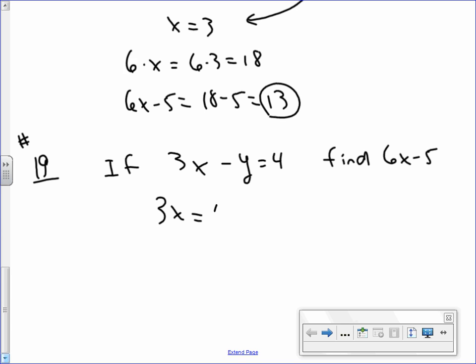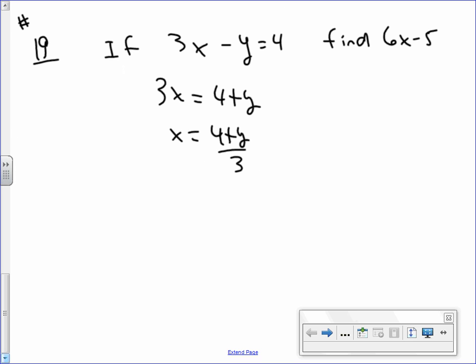So 3x equals 4 plus y, and divide everything by 3, and x equals (4 plus y) all divided by 3. And then you want to build up to whatever they've asked you to find. They've asked you to find 6x minus 5. So use your order of operations. Do multiplication first. Find 6x first. 6 times (4 plus y) divided by 3.